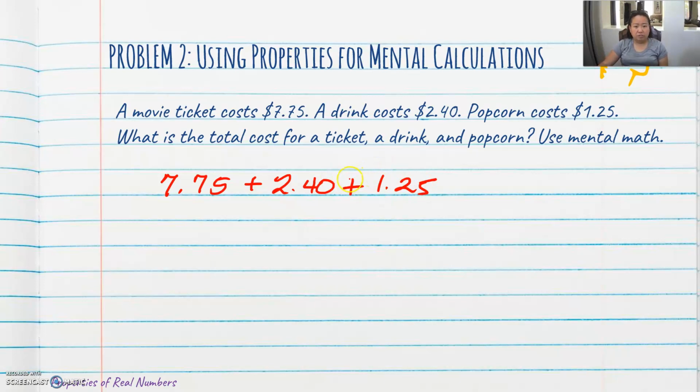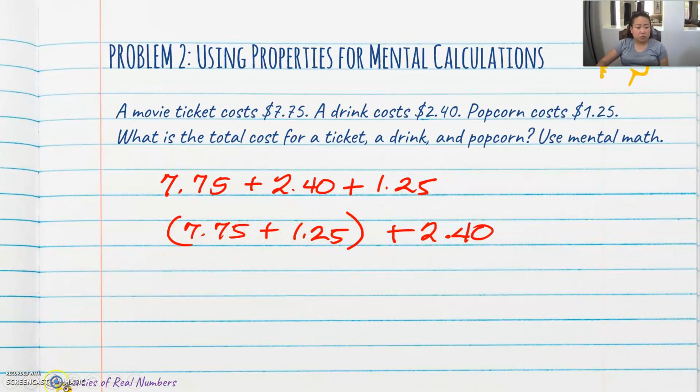Now the nice thing about using properties of real numbers is that you can group 7.75 and 1.25. Why? Because you know that 0.75 and 0.25 will give you $1 already. So you can have this as 7.75 plus 1.25. And what property did you use here? Well, that will be grouped, and you will have $2.40 here.